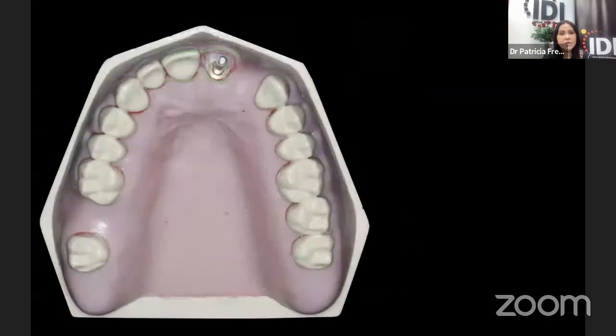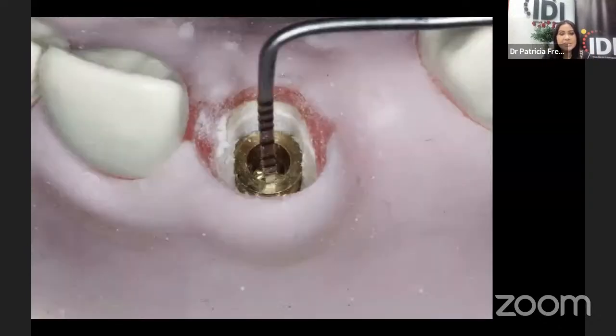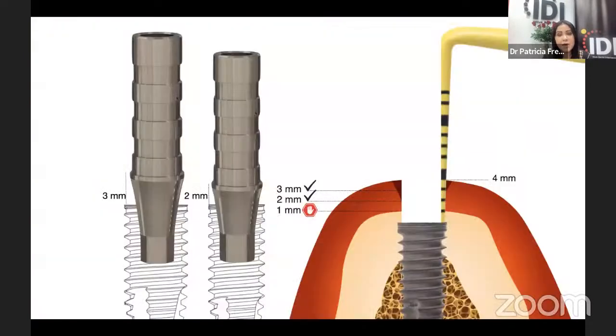So look, there is our implant, very well positioned. It is 4 to 5 millimeter depth if we are taking into account our marginal gingiva. See, you can measure that with a probe, a periodontal probe. This is also very important.